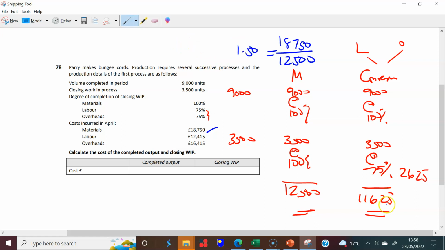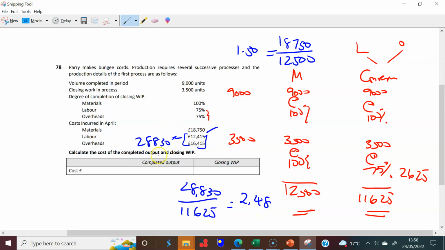And with the conversion, I know that I have a total cost because I'm going to add these together. So that's 12,415 plus 16,415. When you add these together, you get 28,830. I'm going to do 28,830 divided by my total units of 11,625, and I will have £2.48. So what does that mean?